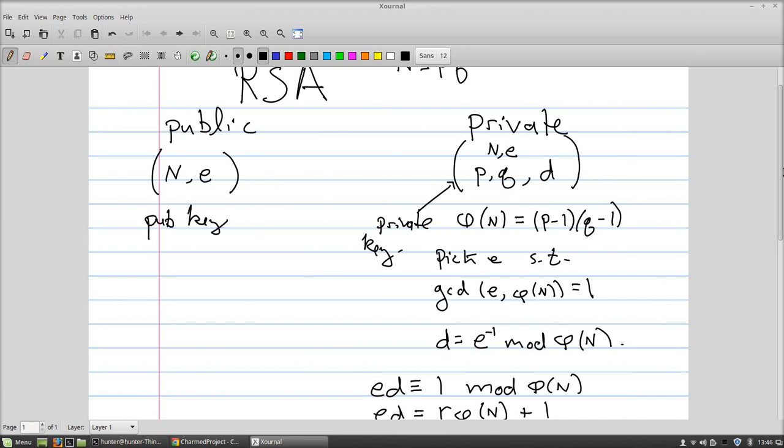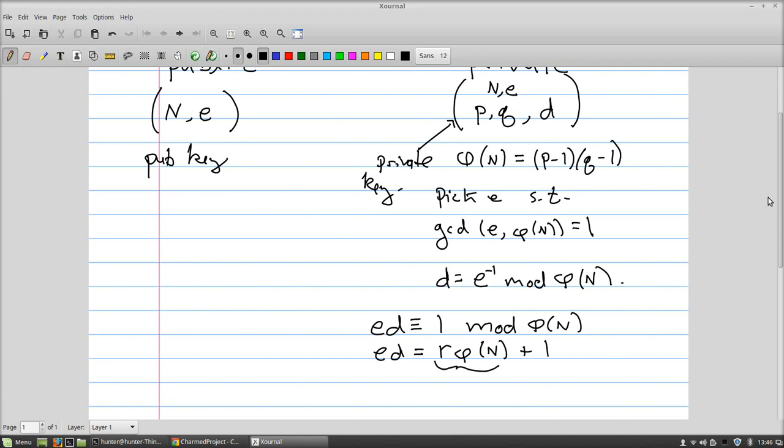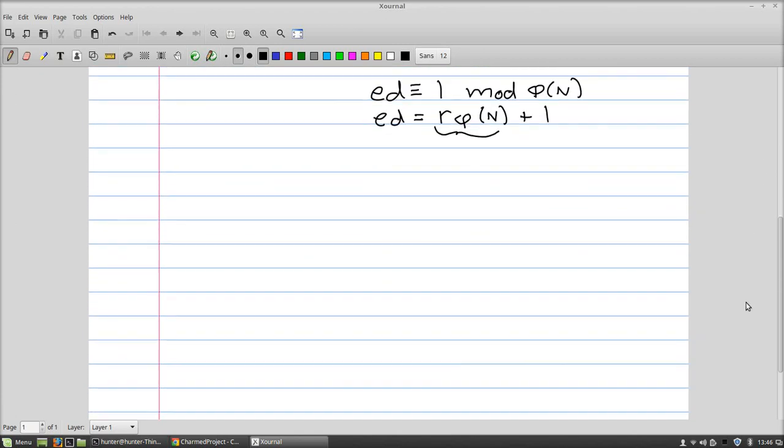Okay, so how can Alice use all this to send a message to Bob? What is a message? A message x is just going to be an element of Z sub n, in other words, some number between 0 and n minus 1. To encrypt it, she uses the public exponent. Y is computed to be x to the e mod n.